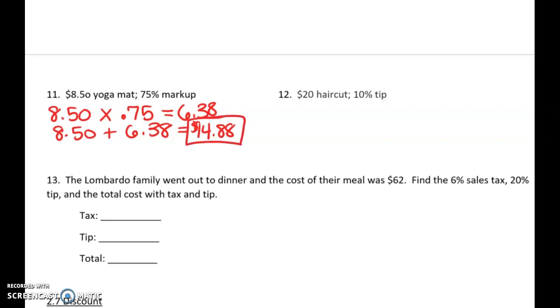Okay, and same thing for number 12. So $20, I want 10% of $20. And again, you can either put 0.10, or you can put 10 and then the percent sign in your calculator. That should give me $2. So now $20 plus the $2 tip gives me a total of $22.